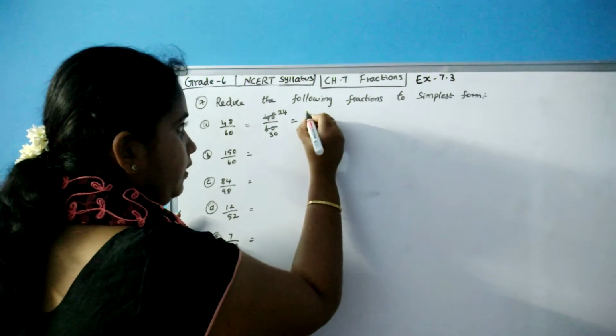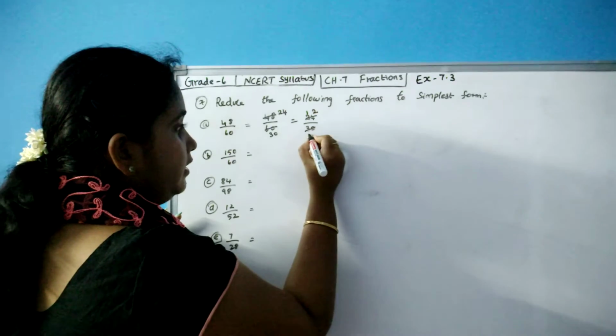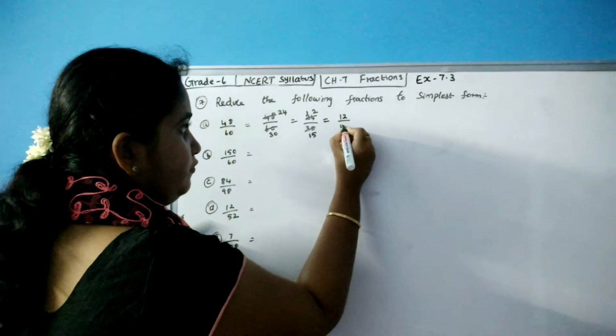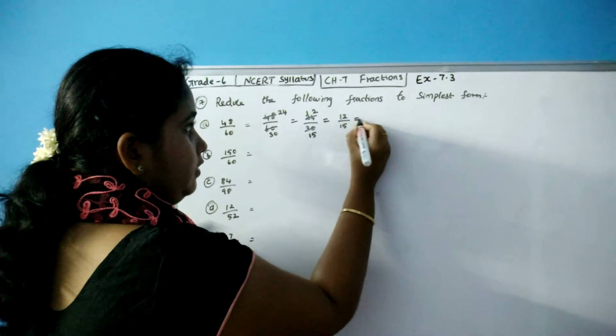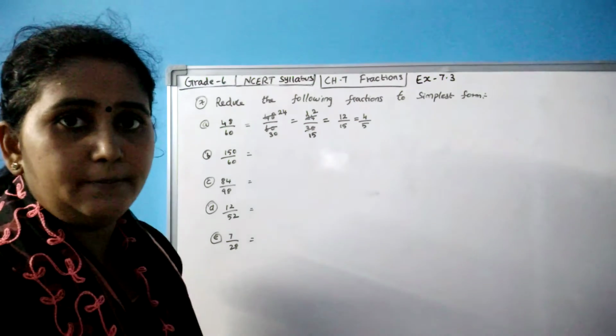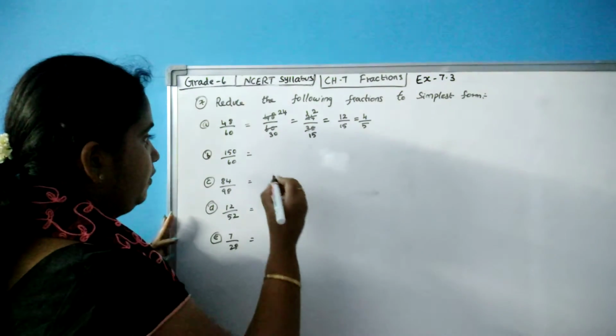Again I am reducing. 1 two is 2, 2 twos are 4. Here 1 two is 2, balance 1, 10, 5 twos are 10, which is equal to 12 by 15. So again I am reducing. 4 threes are 12, 5 threes are 15. So 4 by 5 is the simplest form or lowest form.